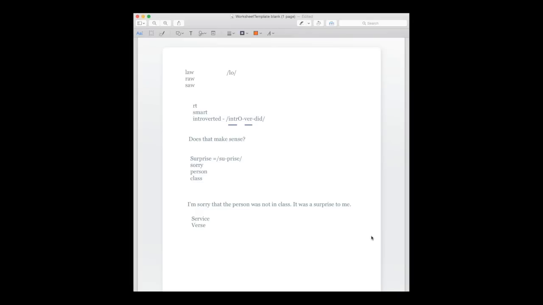Verse. And then, yeah. Sounds and then good. Like service, you would do the same thing. Service, and then combine them. Service. Service. Service. Exactly. Okay. All right. Great job.